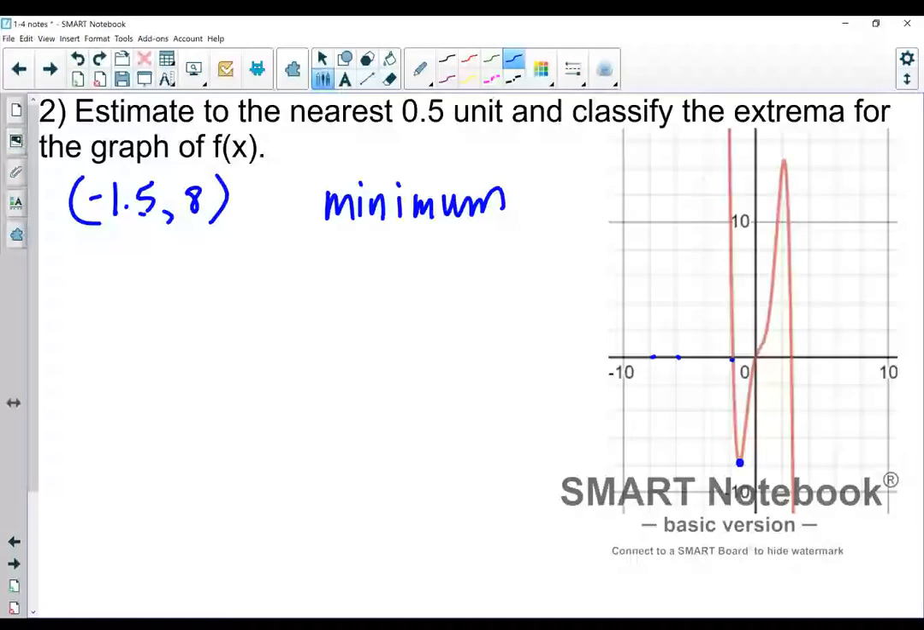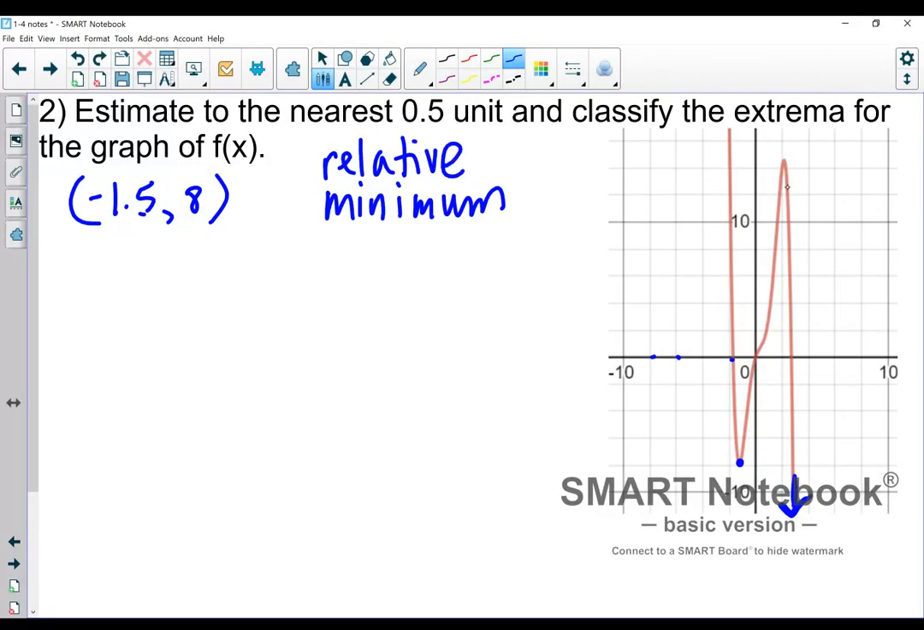So now I have to decide, is that an absolute minimum or a local minimum? So is that the absolute lowest point on my graph? If I look at this part over here, it's going down and down forever to -infinity. So this is going to be a relative minimum. It's not going to be an absolute.